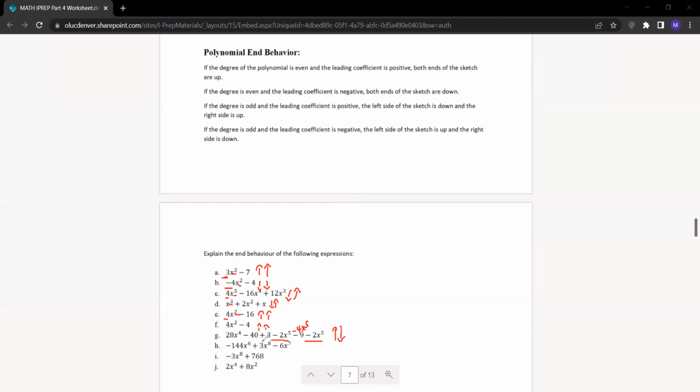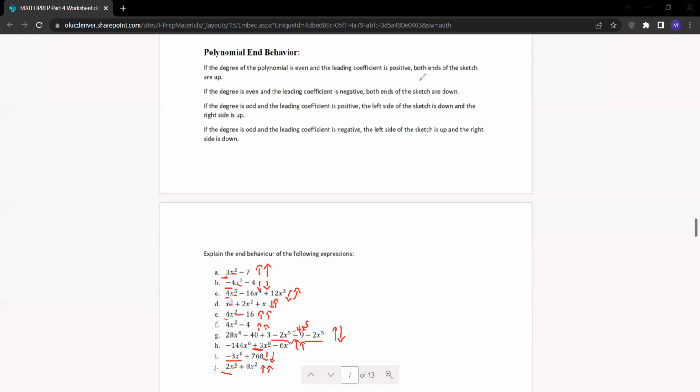Next, we have negative 144x to the 6th plus 3x to the 8th minus 6x to the 7th. So we have positive 3 and 8, which means both sides will go up. Next, we have negative 3x to the 8th plus 768. So we have an even degree, but a negative coefficient. So both sides will go down. Then we have 2x to the 4th plus 8x squared. So we have an even degree, positive coefficient. Both sides will go up.